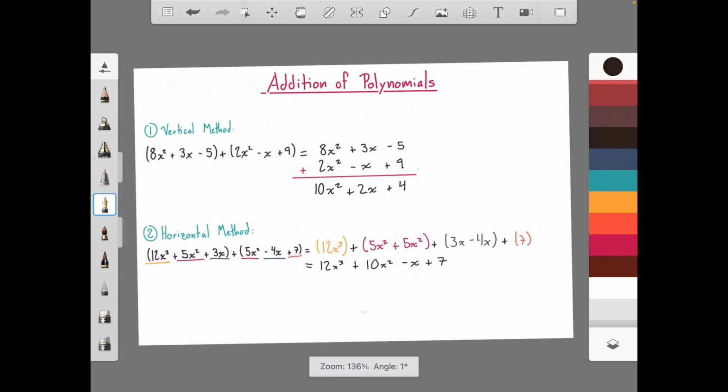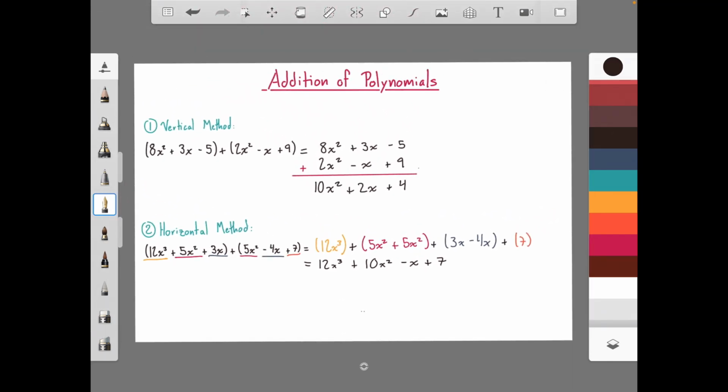So as you can see, addition, once you find the like terms, is pretty easy. You just have to add it up, and addition of polynomials is overall a very easy thing to do and get the hang of, and you just need a little practice to become better.